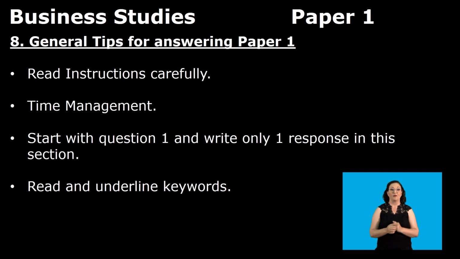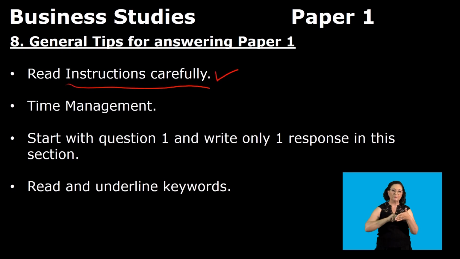Lastly, we're looking at the general tips for answering Paper 1. These are the tips. Read instructions carefully. You cannot just start answering the questions without reading the instructions. Instructions will tell you the structure: it consists of Sections A, B, and C. A is compulsory. B has 3 questions, and you are required to answer any 2. Section C has 2 questions, and you are required to answer any one of the 2. So read the instructions carefully.